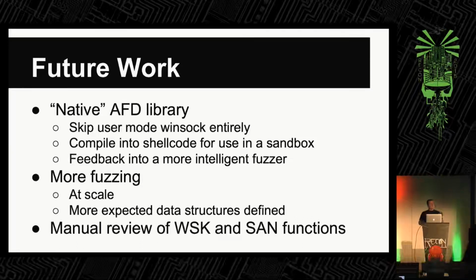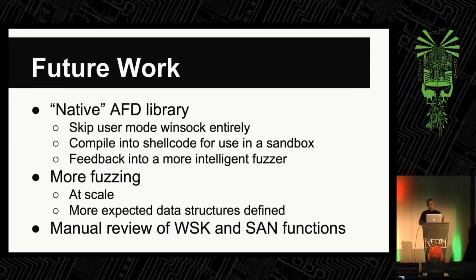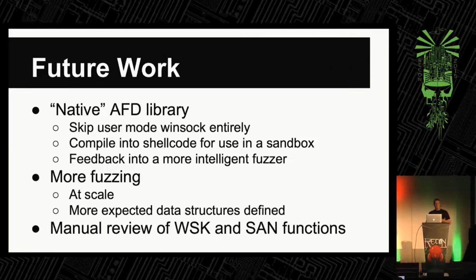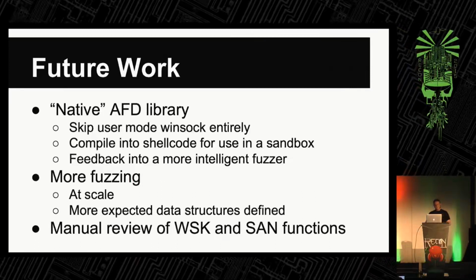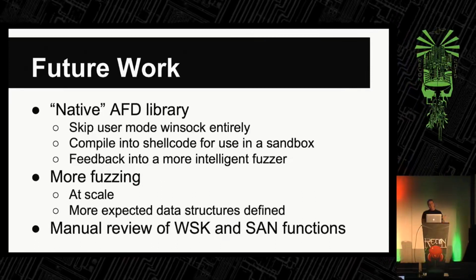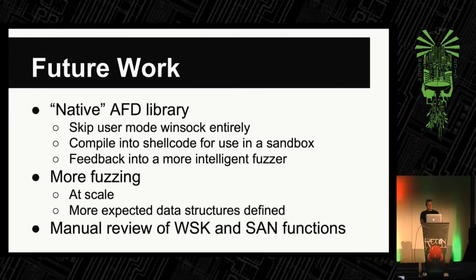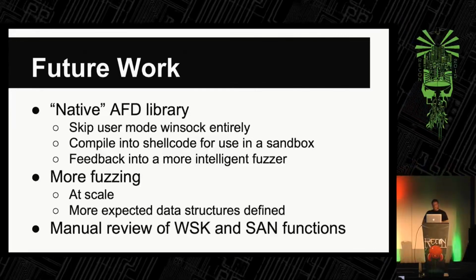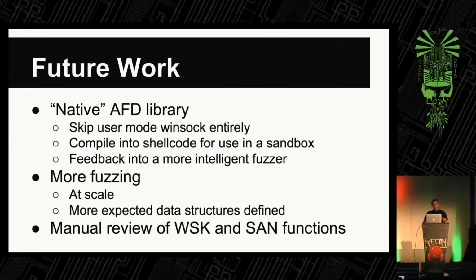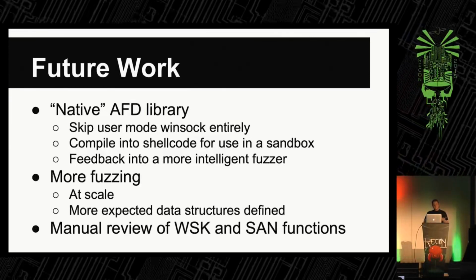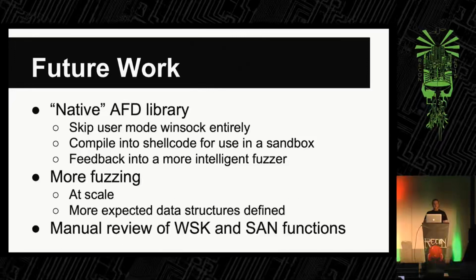So the intent was to provide some level of assurance that AFD is not going to fall over with 3 or 4 weeks of analysis. I think we could fuzz better. We could fuzz at scale, and we could build out the data structures that it's expecting a little bit more. And if it's useful, I don't know how many devices are out there that have SAN access in them, we could fuzz the SAN functions as well.